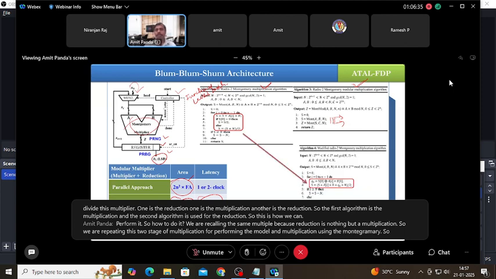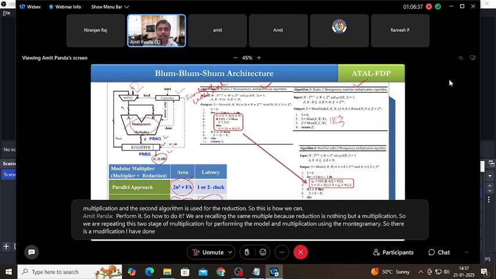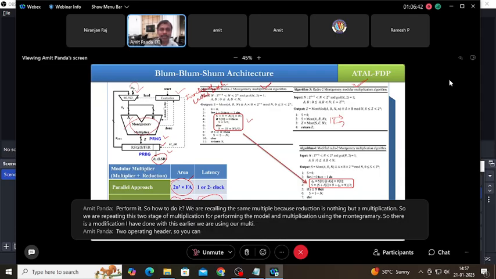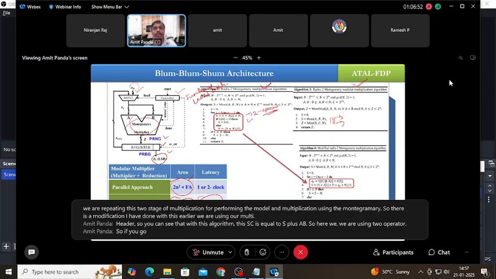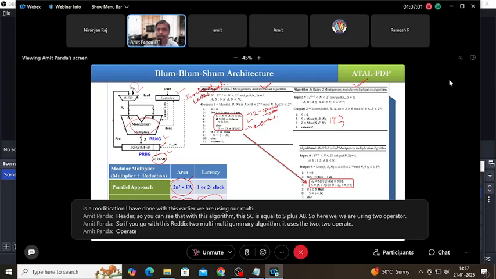There is a modification I have done with this. Earlier we were using one multiplexer and a two operand adder. You can see that with this algorithm, S equals S plus AB, so here we are using two operands. If you go with this radix 2 Montgomery algorithm, it uses the two operand adder, but I have modified this algorithm a little bit.